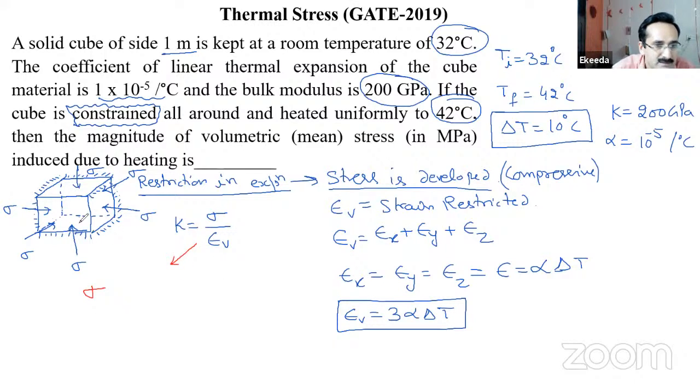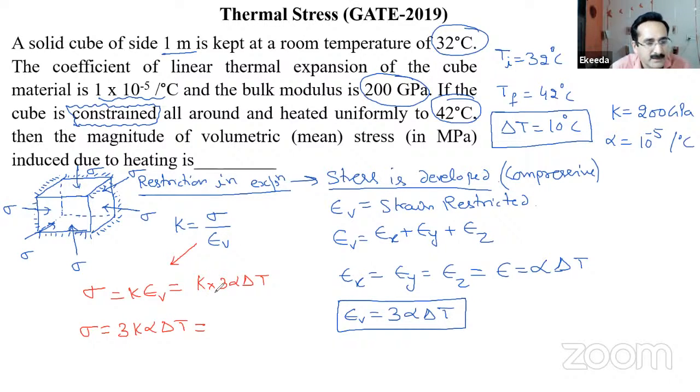This sigma is the mean stress, right? So this is equal to K epsilon V. K is given to us, epsilon V we have already found out. So this is K times 3 alpha delta T. So stress is basically 3K alpha delta T. So this is the stress. Put the value and get the answer, right?